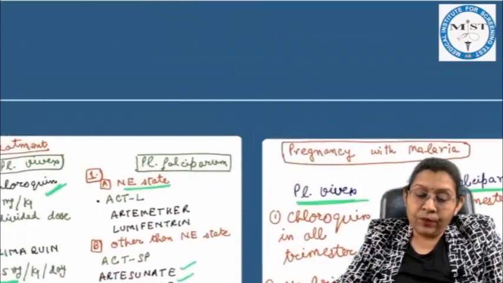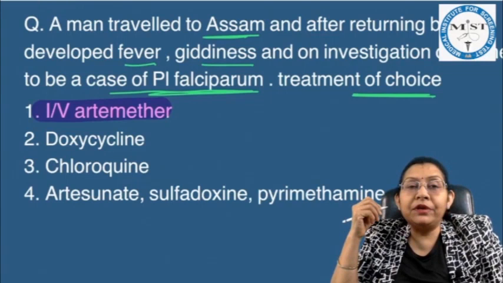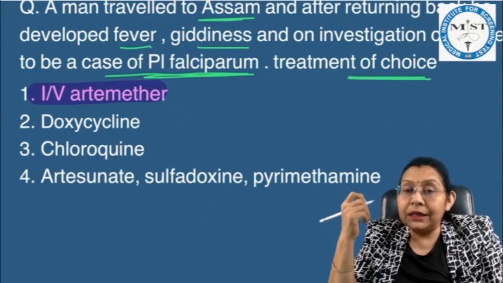So, coming back to the question, the person is returning from Assam, from the Northeast states, and the treatment of choice for falciparum is IV artemether. The doxycycline is given as prophylaxis. The chloroquine is for vivax infection. And artesunate sulfadoxine pyrimethamine is for falciparum in other states other than Northeast.